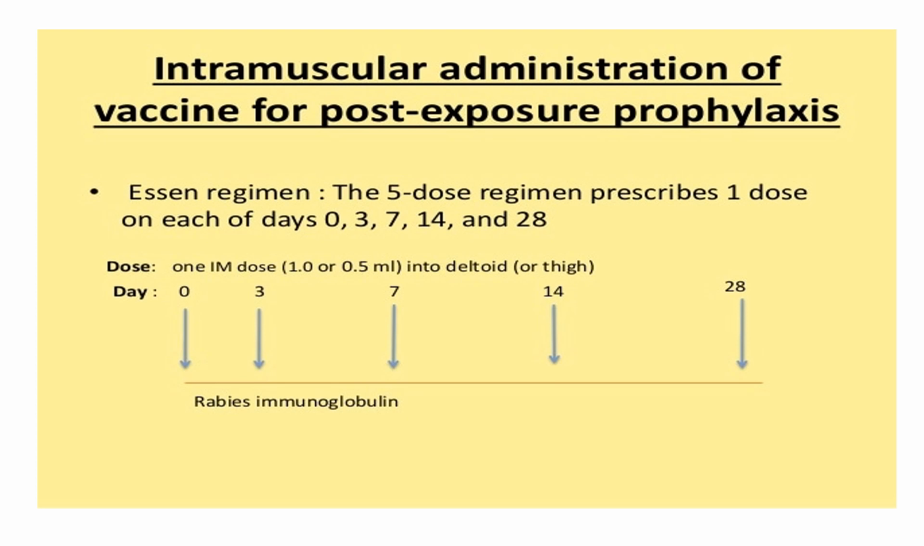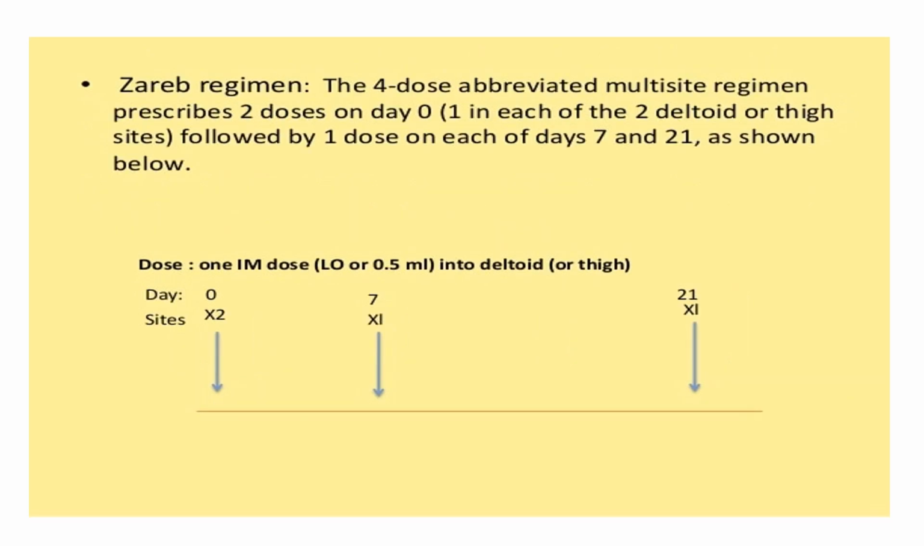If it is given IM, then the Essen regime is followed. It's a 5-dose regime that prescribes 1 dose on each of the days 0, 3, 7, 14 and 28. And it is usually given into the deltoid or anterolateral part of the thigh. The Zagreb regime is also given.